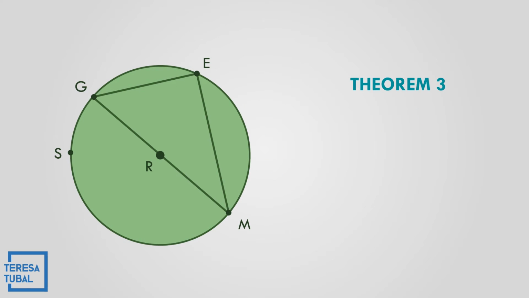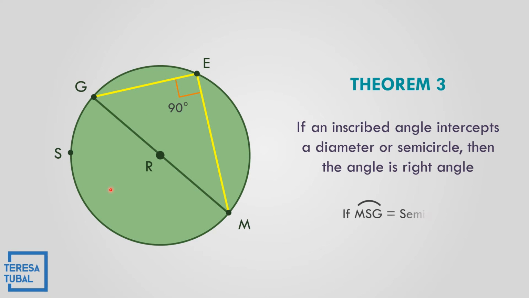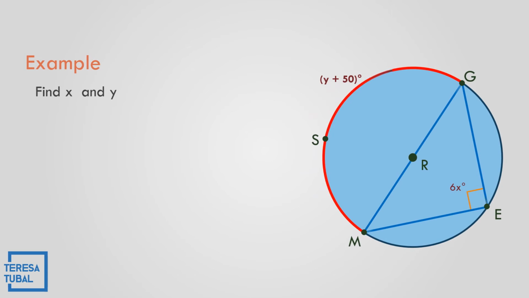In theorem number 3, if an inscribed angle intercepts a diameter or a semicircle, then the angle is a right angle. So that is angle MEG, that is a right angle, equal to 90 degrees. Arc MSG is a semicircle, while segment MG is the diameter. So let us solve for x and y.